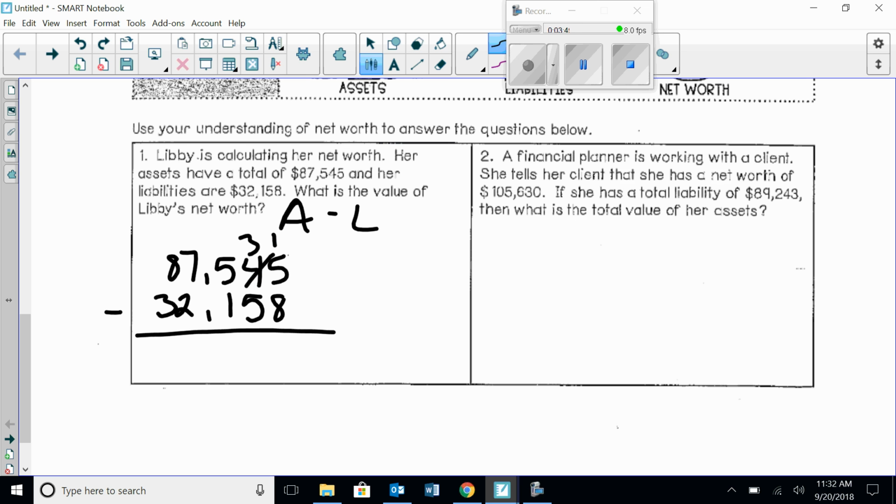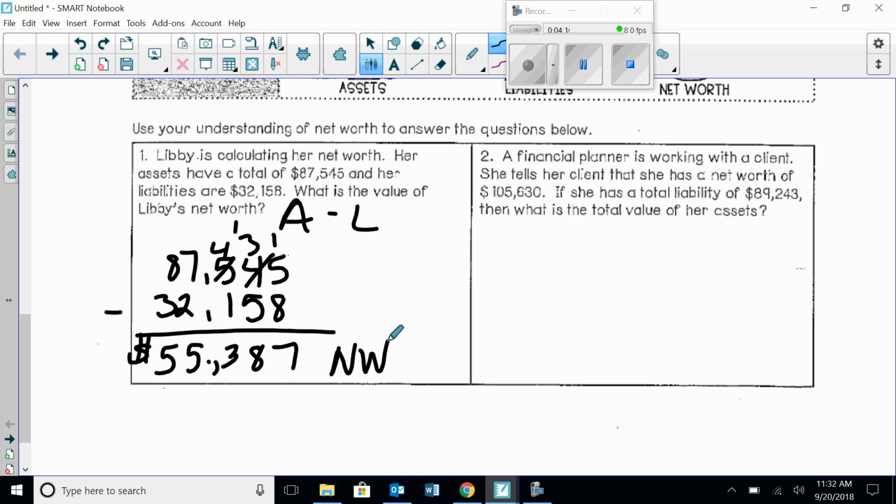So we're going to borrow. So that's 7, 13. So that's going to be an 8. 3. There's my comma. 5. 5. So our net worth, because our assets were more than our liabilities, is $55,387.